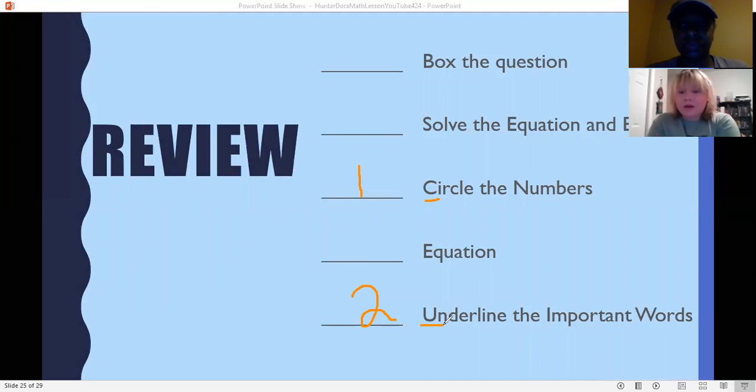Okay, boys and girls, what about the third step? What is the third thing that we do when we are using the cube strategy? We will give you just a second to think. All right, I hope that you all were able to determine that it was box the question. We have C-U-B. B is the third letter in cubes. Box starts with the letter B, so we know that box the question is our third step.